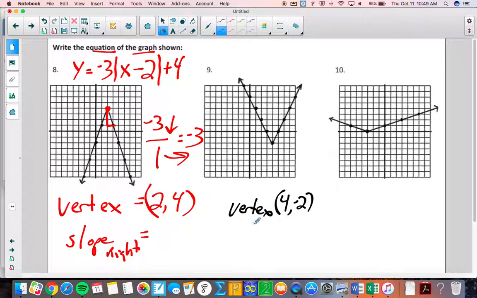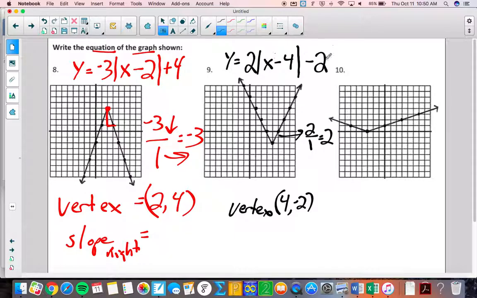So, as I start writing the equation, I'm going to leave some space for the multiplier. The x value is whatever's getting subtracted from x. So it's x minus 4. And then the y value is whatever's getting added to the outside. So that'd just be a 2. And then for the multiplier, we use the slope of the right arm. And the slope is 2 over 1, which equals 2. The slope of this right arm is a positive slope. It needs to be a positive 2. And there we are.